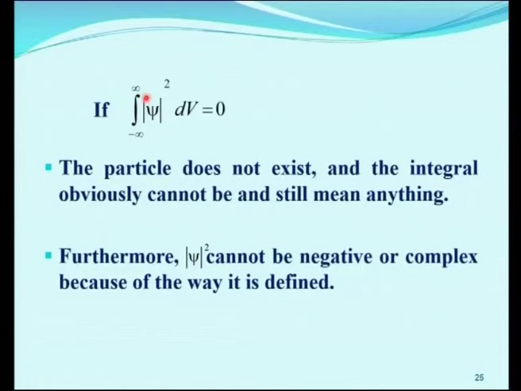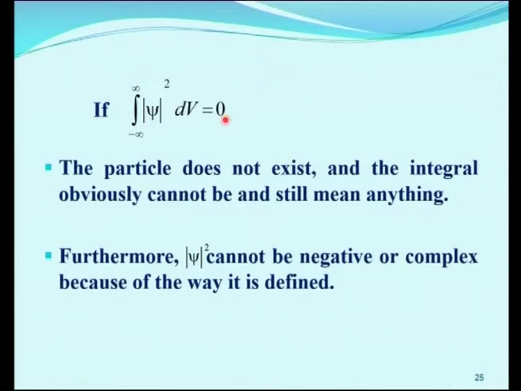Even before we consider the actual calculation of psi, we can establish certain requirements it must always fulfill. For one thing, since it is proportional to the probability density p of finding the body described by the wave function psi, the integral over all space must be finite, that is, the body is somewhere after all. If this integral, that is integral minus infinity to plus infinity modulus psi squared dv, is equal to 0, that means the particle does not exist, and the integral obviously cannot be 0 and still mean anything.